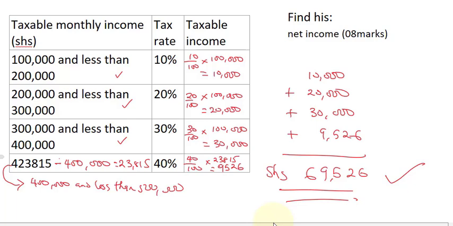Now, at the 400,000 level, recall that his taxable income is 423,815. So we are going to subtract 400,000 to get 23,815, and we will perform the percentage of that. So you need to sum up each of the taxable income at its level, and you are going to get 69,526.